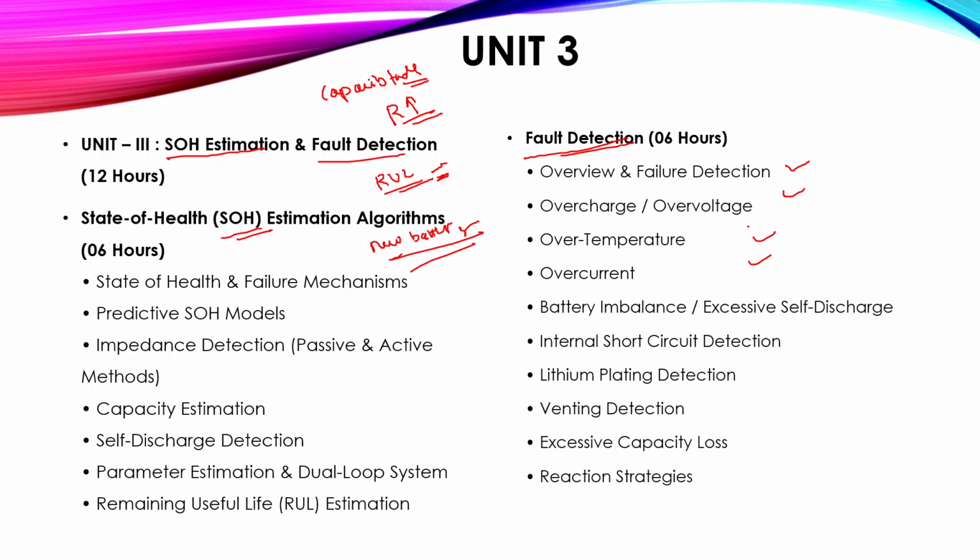Then coming to the fault detection algorithm, we have listed different fault scenarios, which include overcharge, over voltage, over temperature, over current conditions, internal short circuit, lithium plating, and excessive capacity loss. The BMS we are going to design must detect these conditions early and initiate a reaction strategy such as disconnecting the battery, reducing the current, or triggering alarms. Effective fault detection methods can prevent failure before it occurs.